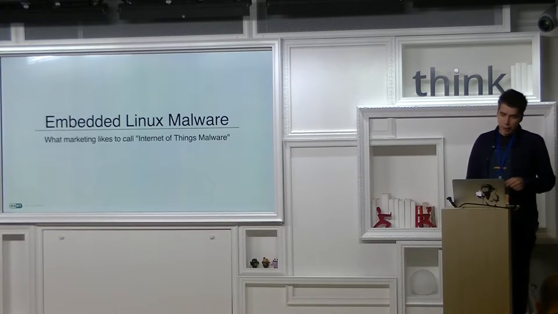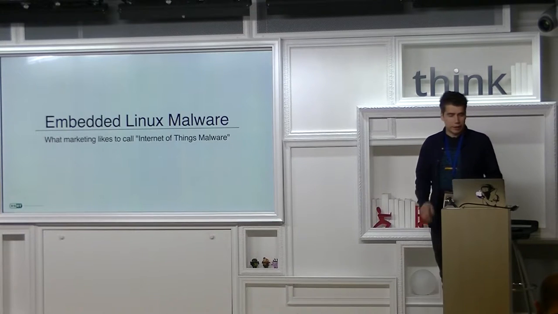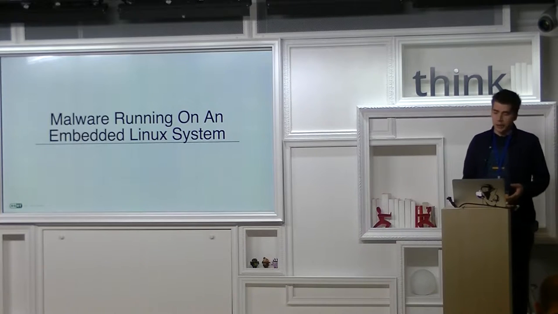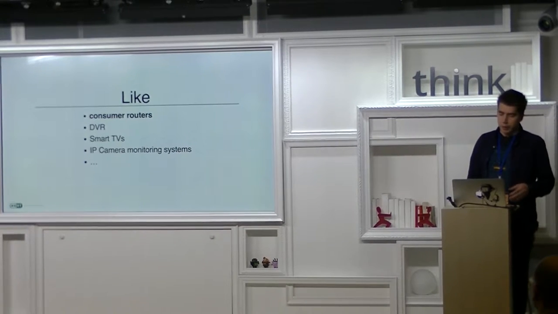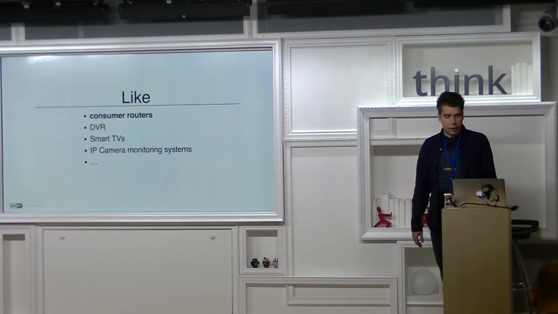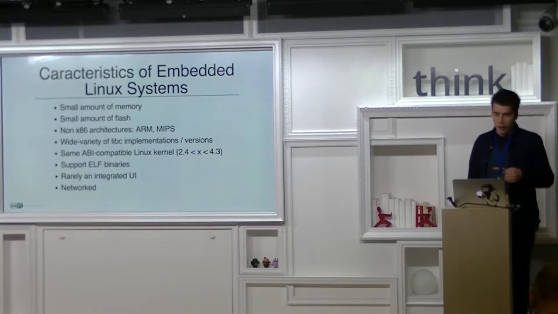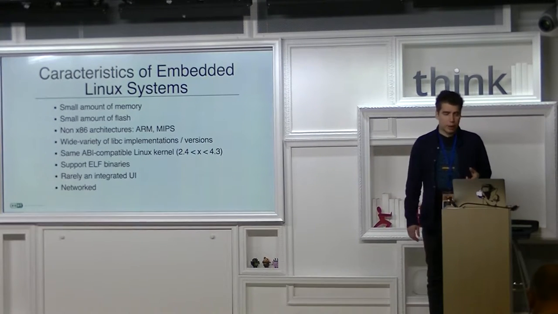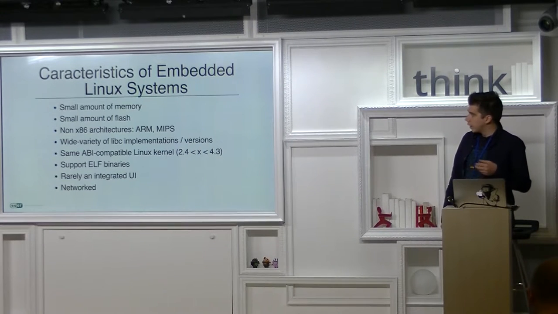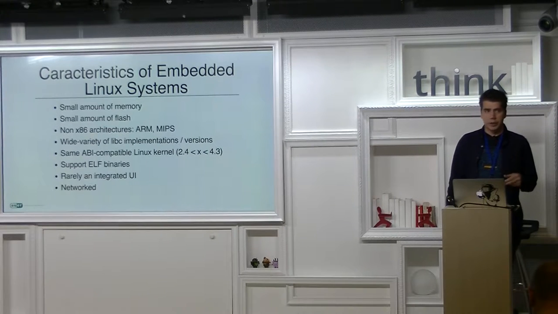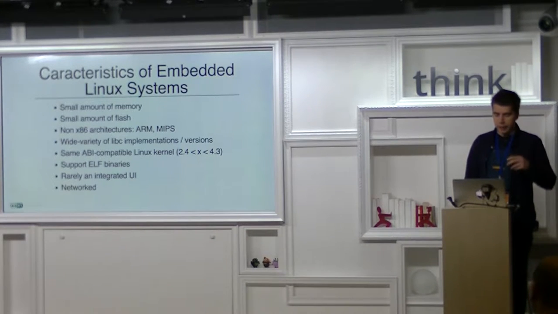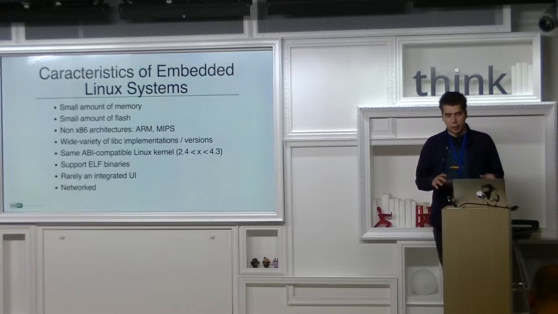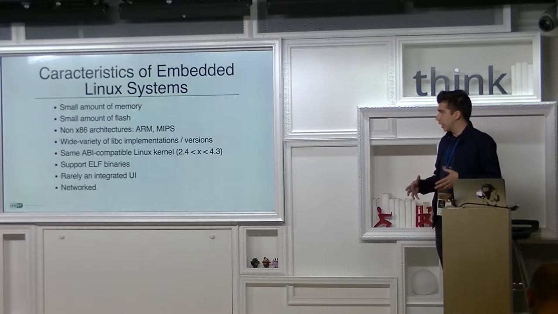So what is embedded Linux malware? What marketing or the internet as a whole likes to call Internet of Things malware? Well, basically, it's malware running on an embedded Linux system, right? Nothing to learn here. So what kind of embedded Linux system? Mostly consumer routers, but some DVRs, some smart TVs, IP cameras, etc. A lot of stuff. What are the characteristics of embedded Linux systems? Well, there is not a lot of memory, not a lot of flash. Rarely, there is a hard drive. Usually, it's not running on x86 architectures, so ARM, MIPS, some PowerPC, SuperH. There's a wide variety of libc implementations and versions. It's almost never the GNU libc. It's always using a Linux kernel, because it's embedded Linux, the specific case I'm covering today.